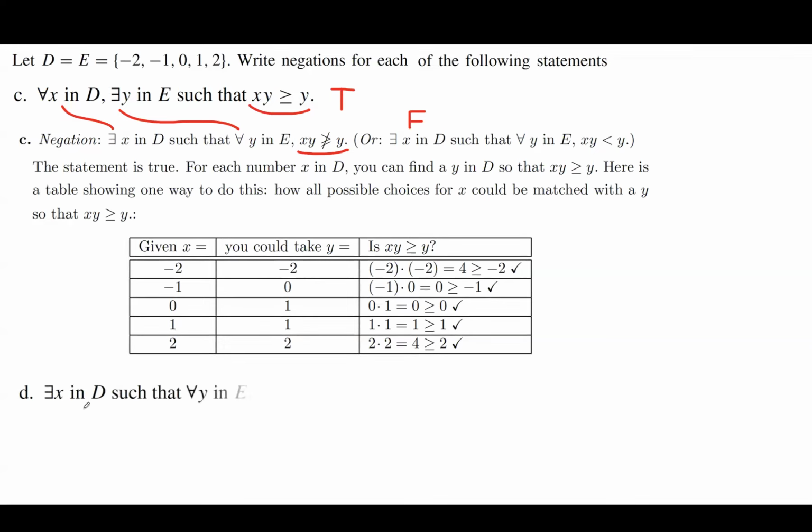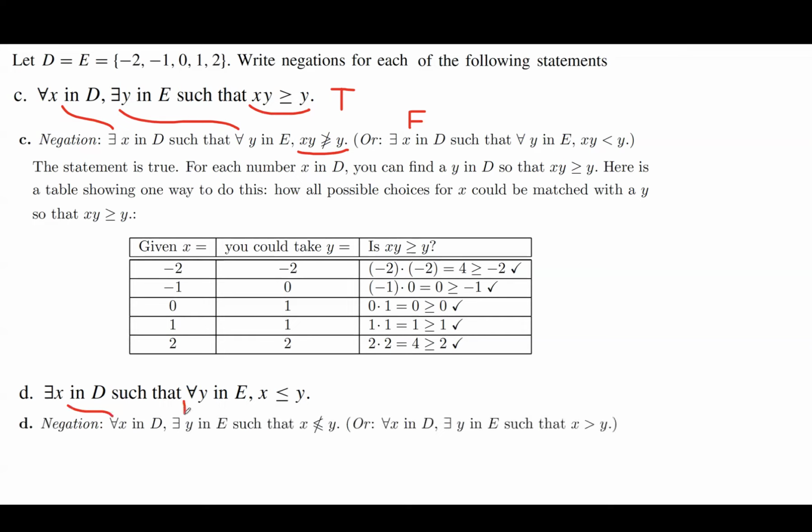Next statement: there is an x in D such that for any y in E, x is less than or equal to y. Its negation: for any x in D, you can find y in E such that the negation of x ≤ y holds, which is x > y. The statement is true.